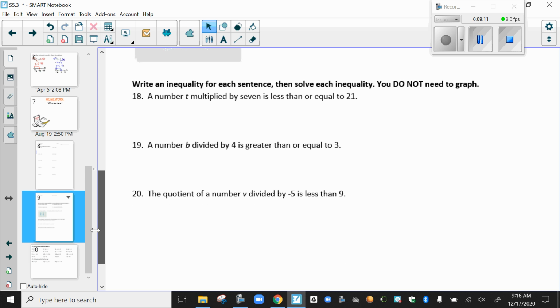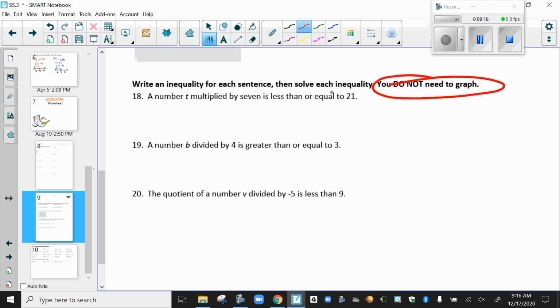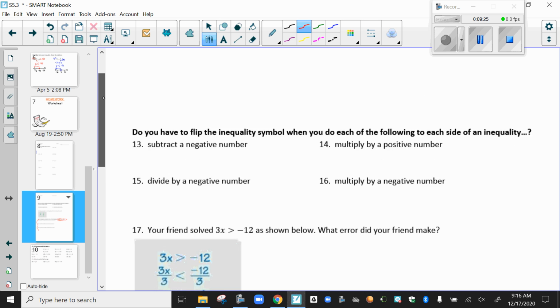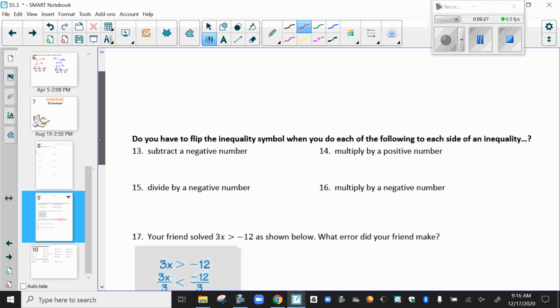18, 19, 20. Here's 3 word problems. Please notice and note, you do not need to graph these 3 questions. Everything else that you do the work for, you should graph. So not really too much down there, but the first 12 problems you should be graphing.